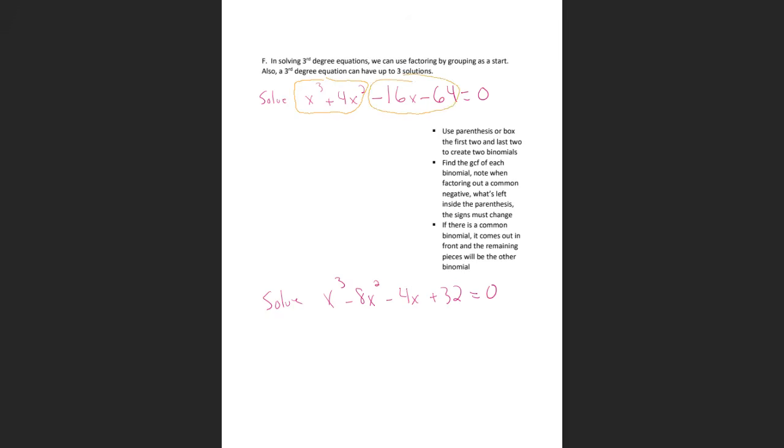Now, once we box the first 2 and the second 2, what we do is find the GCF of each one of those boxes. So the first one, what I'm seeing is there's an x squared in common. It comes out. That leaves me an x and a 4.